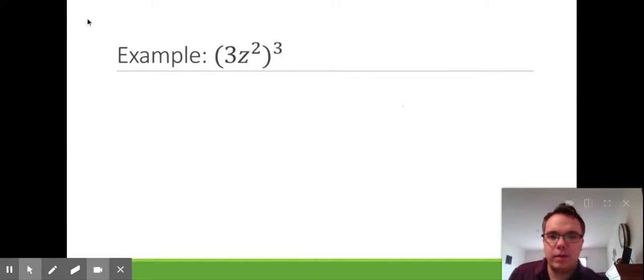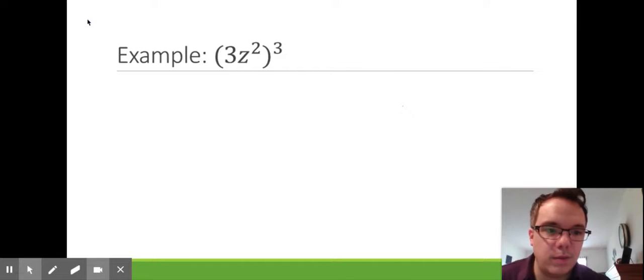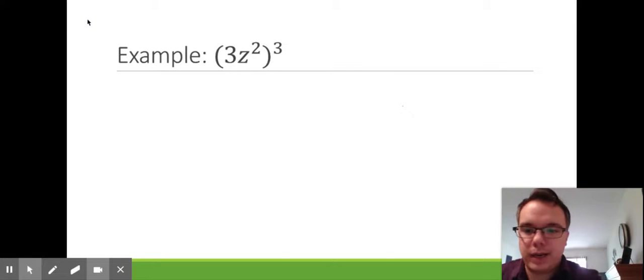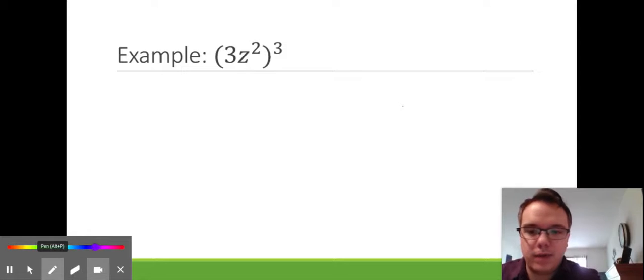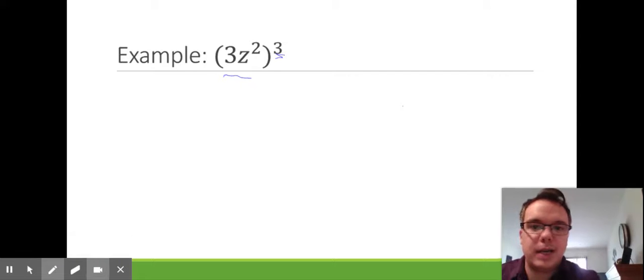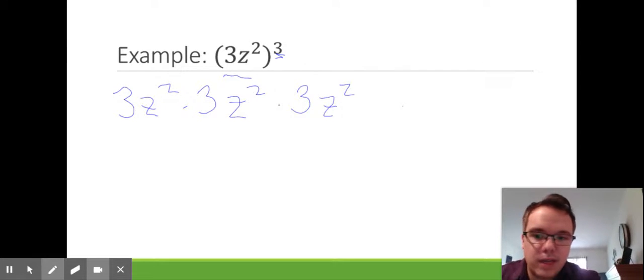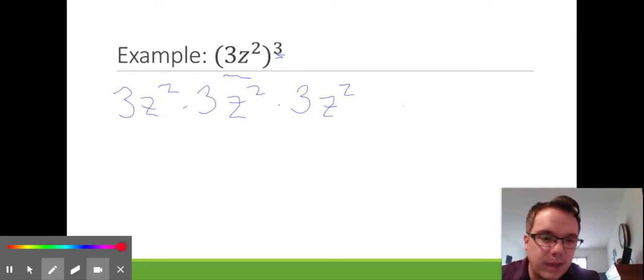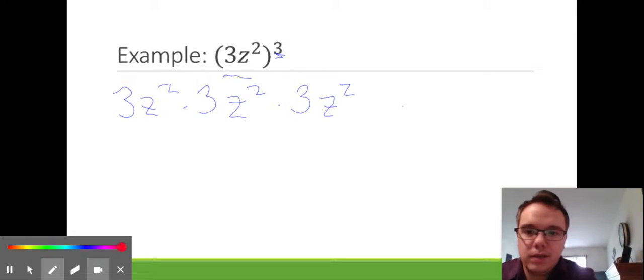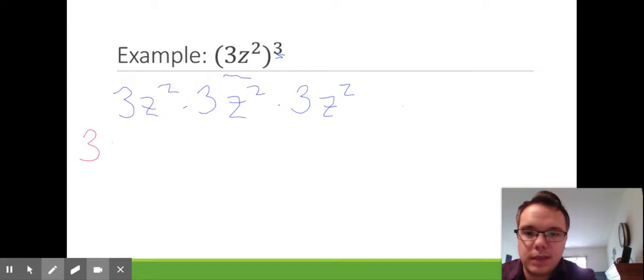All right, last example, we have 3z squared cubed. Again, we have two different bases, so our answer is going to have two different bases. But we're going to start with writing what's in the parentheses, multiplying it by the exponent number of times. So I'm going to have 3z squared times 3z squared times 3z squared. And again, I'm not quite done writing out this as multiplication because I have squareds. So I can write each of those squares as z times z.